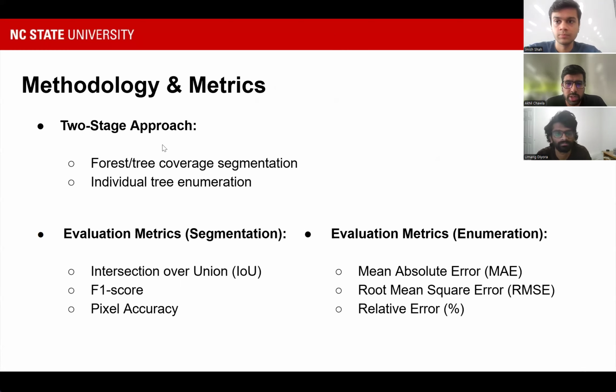So going on to methodology and metrics, we've implemented a two-stage approach. First, forest coverage segmentation, and second, individual tree enumeration. For evaluating segmentation performance, we are using intersection over union, F1 score, and pixel accuracy. For tree enumeration, we measure mean absolute error, root mean square error, and relative error percentage to assess counting accuracy. Next slide.